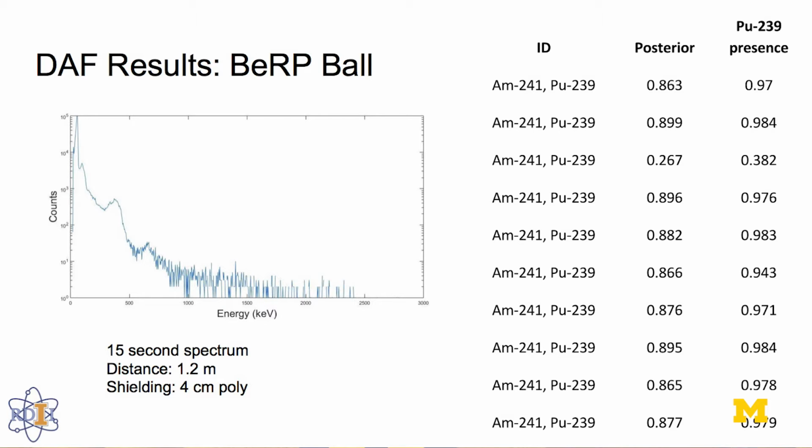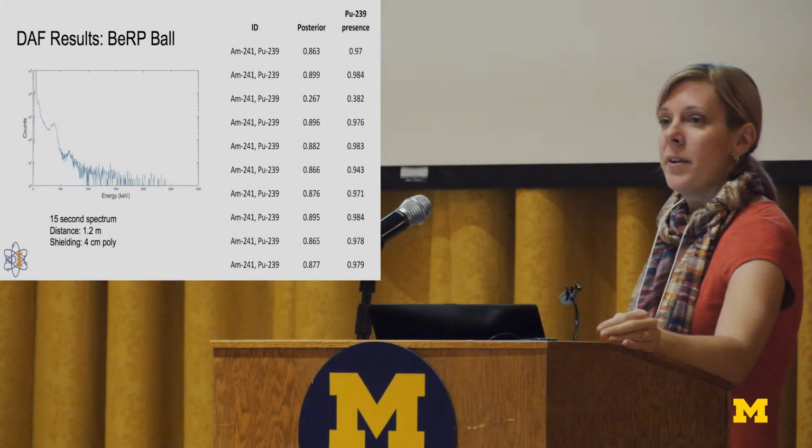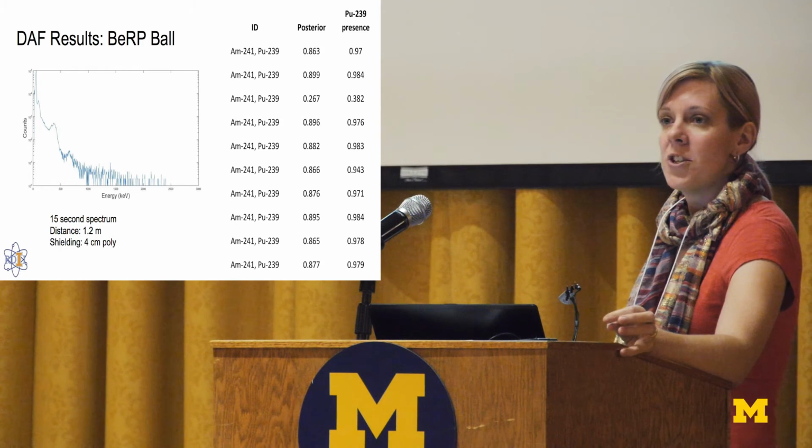So for instance, here is a spectrum we took at DAF, a 15-second spectrum of the BeRP ball, with 4 centimeters of poly around it, at a distance of 1.2 meters. We obviously see the characteristic signals of weapons-grade plutonium right here. We've got all of the 640 keV features here. And this is just a sampling of 10 different spectra and the identifications that we got.